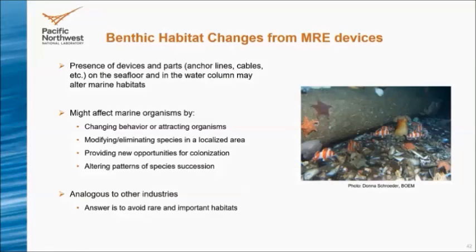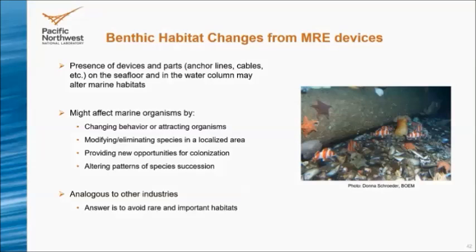So with benthic habitat changes, what we're going to focus on here as far as habitat changes are considered is mostly those benthic changes. However, this does also include what's going on in the water column. So what we're looking at here is the presence of devices, any parts of the device, be that anchor lines or cables that are on the seafloor or in the water column. Really anything you put in the environment will alter the habitat. So it's really just a question of does it matter and what are the impacts.